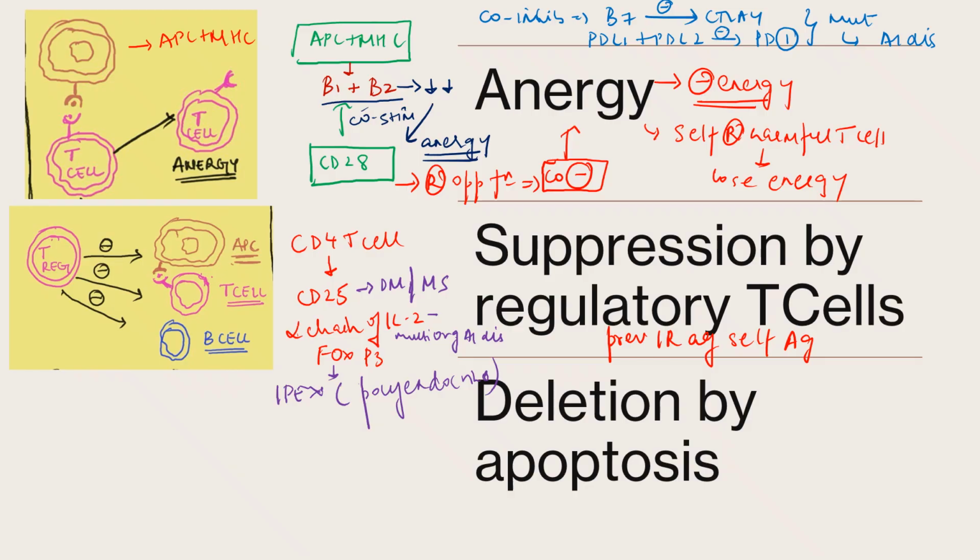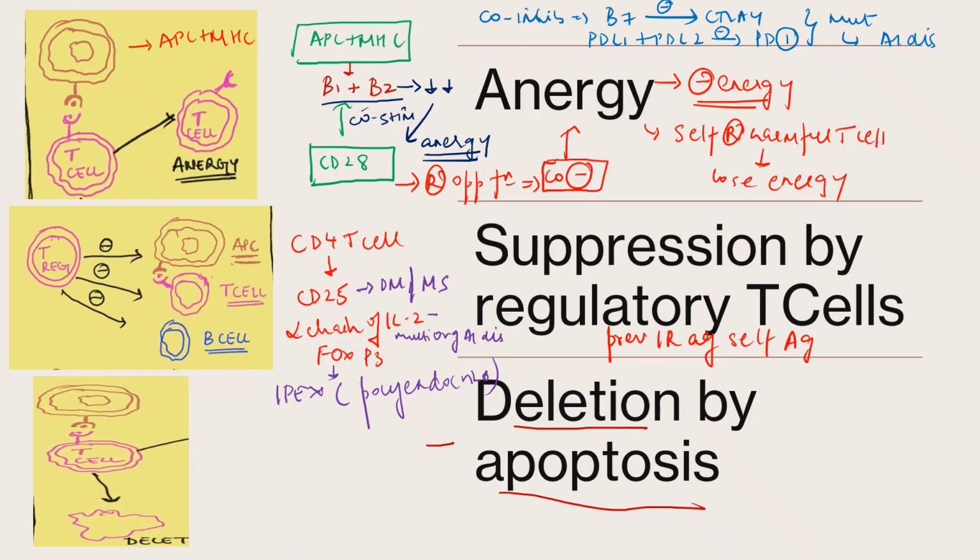The third mechanism is deletion by apoptosis. This is a concept that we have already discussed in the previous video on apoptosis. So here what happens is, this T cell will basically undergo deletion. How will it undergo deletion? Via two mechanisms. One is the mitochondrial pathway of apoptosis, and the next is the death receptor pathway of apoptosis. Now these are concepts that we have already discussed before.